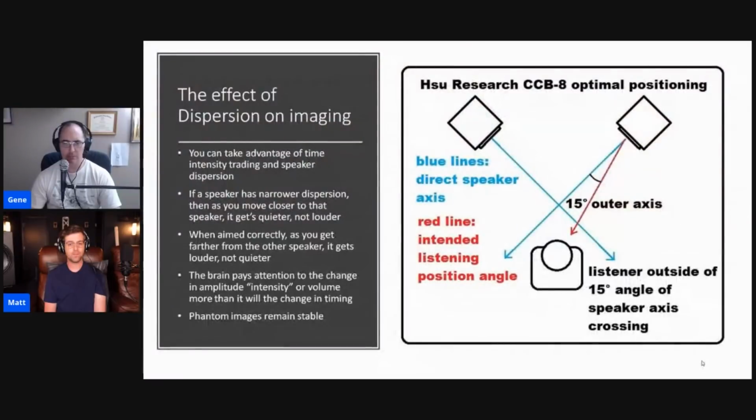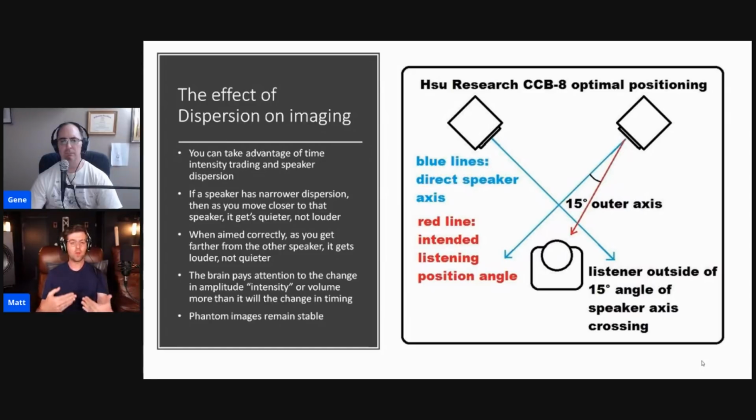Gotcha. Okay, so the effect of dispersion on imaging. So you can take advantage of the intensity trading and the speaker dispersion. So in other words, if we have a speaker that gets quieter as you move off axis, then we can aim them in a particular way that allows us to keep the center image stable. So if a speaker has narrow dispersion, then as you move closer to that speaker, it actually gets quieter, not louder. And the reason it gets quieter, even though you got closer, is because you moved farther off axis. And so controlled dispersion means the speaker is getting quieter as you move off axis.